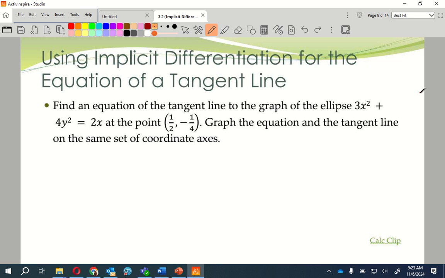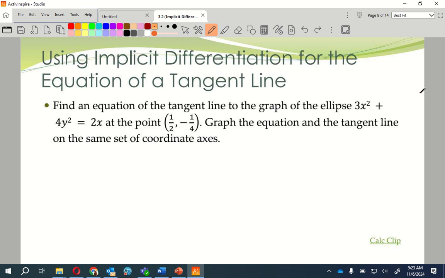So using implicit differentiation for the equation of the tangent line. Find the equation of the tangent line to the graph of the ellipse. I know you guys love ellipses. 3x squared plus 4y squared equals 2x at the point (1/2, -1/4). Graph the equation of the tangent line on the same set of coordinate axes.